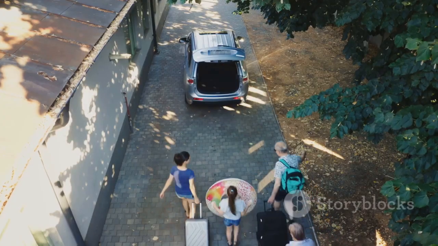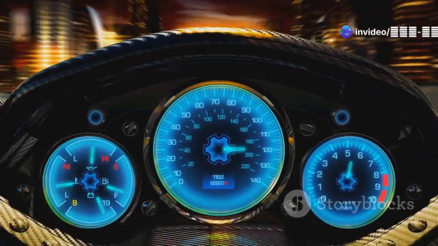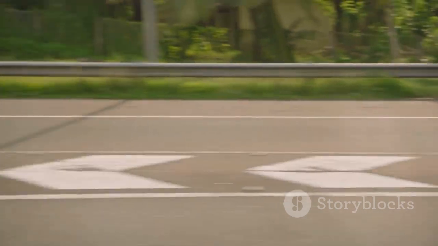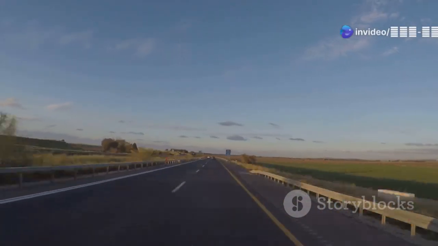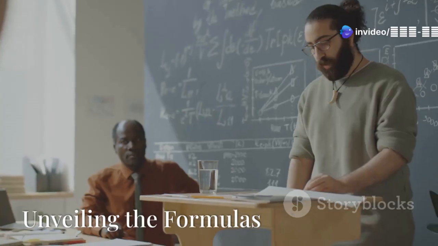Think of it like a road trip. Velocity is like your speed at any given moment. Are you cruising at a steady 60 kilometers per hour or zooming along at 100 kilometers per hour? Acceleration is like how quickly your speed changes. Are you gently accelerating to pass a truck or slamming on the brakes to avoid a squirrel? And time is like the duration of your trip. How long did it take you to get from point A to point B?